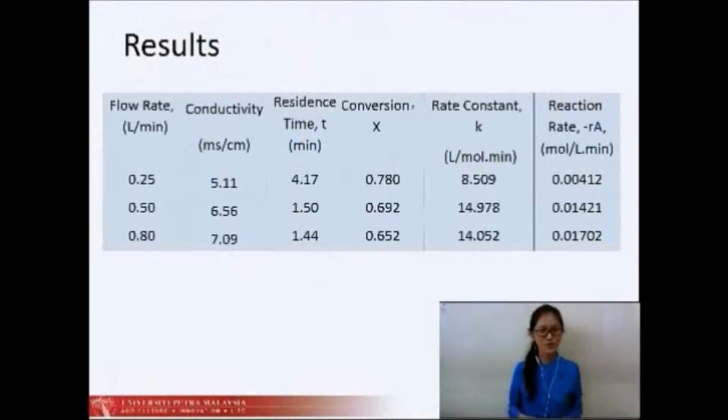Now, I'm going to show you the results of this experiment. The table shows the data analyzed from this experiment. In the first column, flow rate is the manipulated variable, and once the conductivity value shows a constant trend, this is where the residence time is recorded. Next, conversion, rate constant and reaction rate are calculated from raw data.